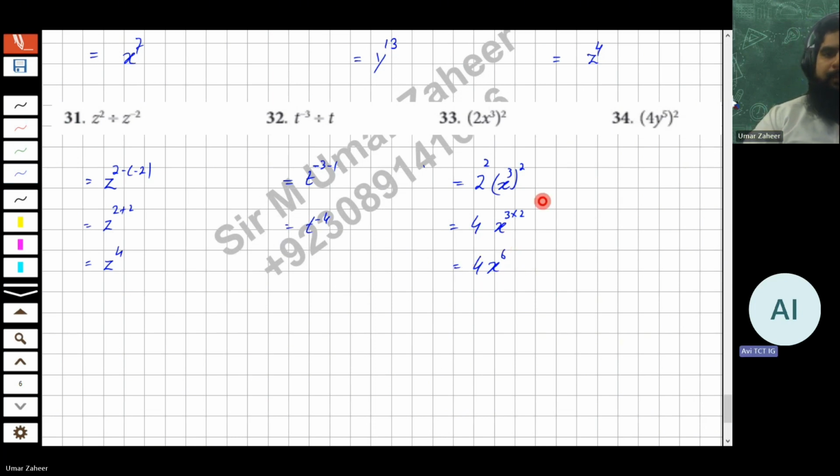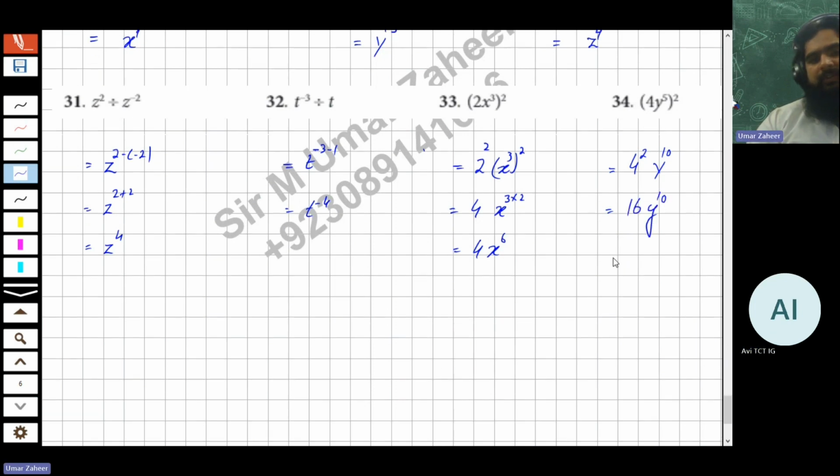Okay. Next, tell me the answer for this one. 4 to the power of 10. 4y to the power 10. y^2 times y^10. y^2 will be equal to 16y to the power 10.